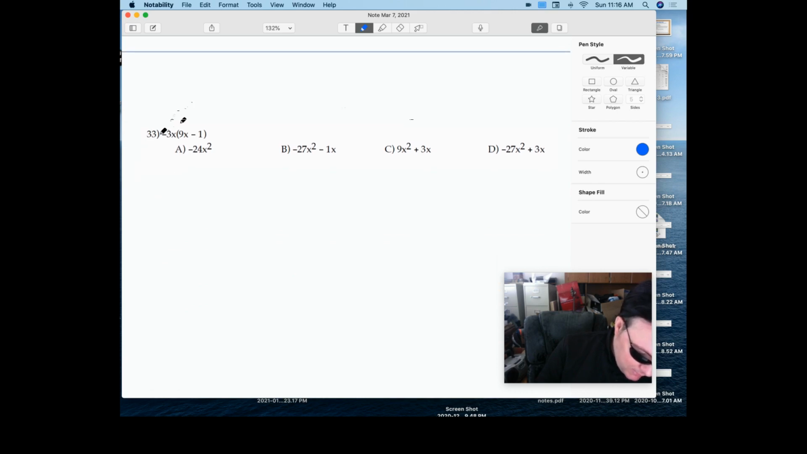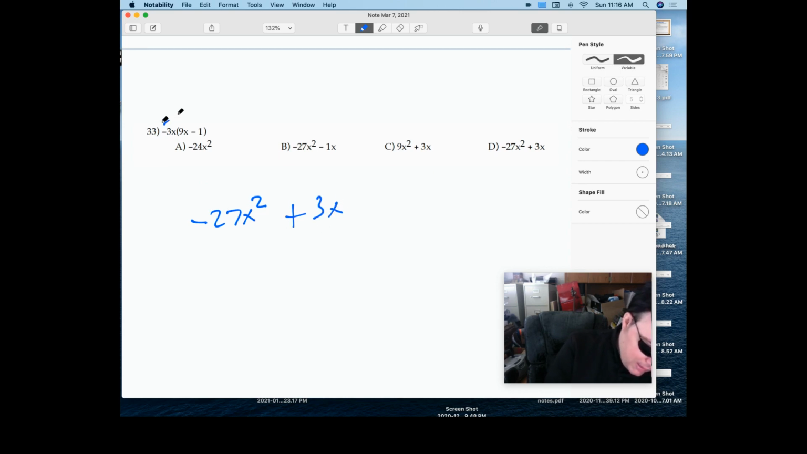Here, watch the sign. So you get negative 27x squared plus 3x, because negative times negative is a positive. Okay, so this is negative 27x squared plus 3x. Boom.